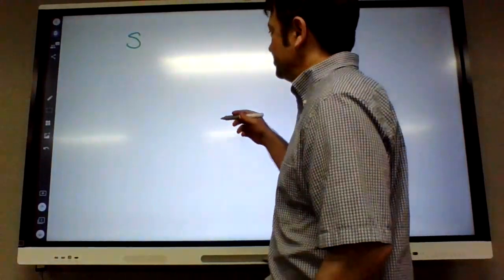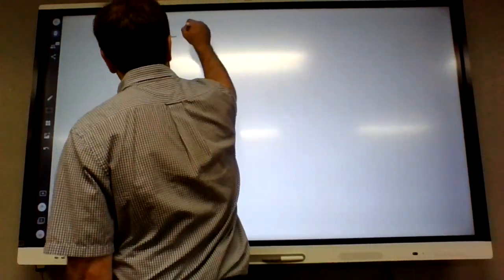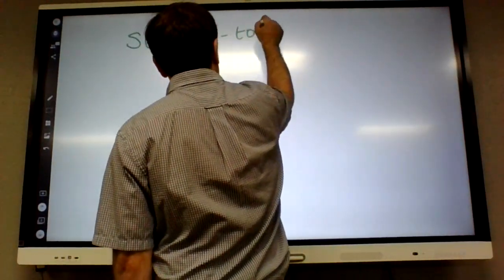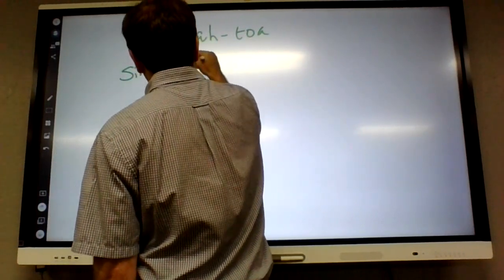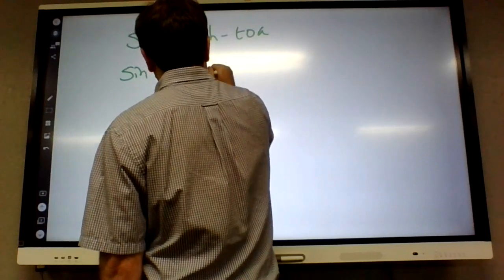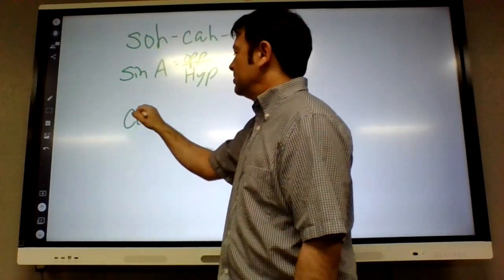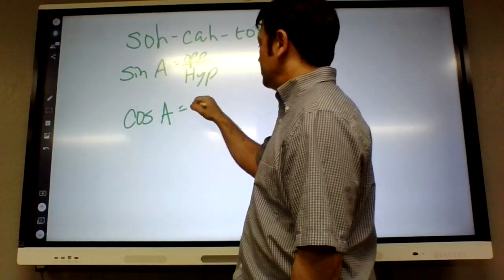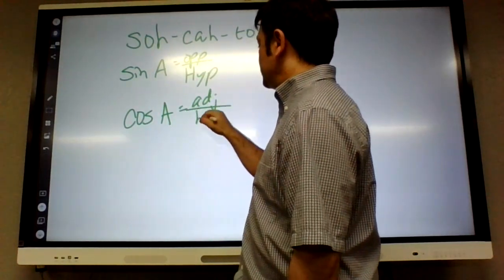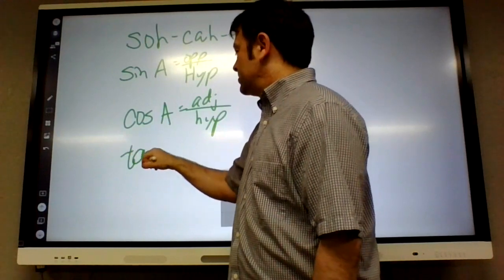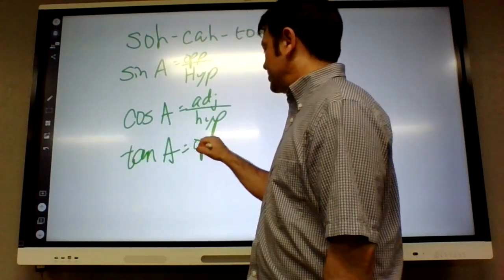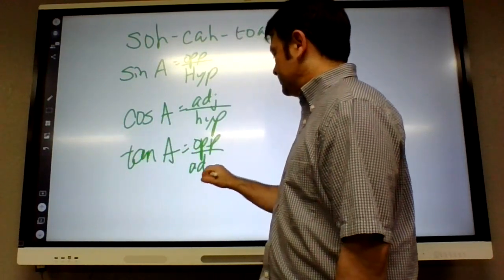To solve right triangles, you need SOHCAHTOA. What does SO stand for? Sine of the angle. It's opposite over hypotenuse. Cosine of the angle equals adjacent over hypotenuse. And TOA, tangent of the angle equals opposite over adjacent. All right.